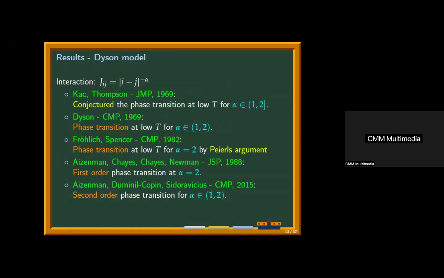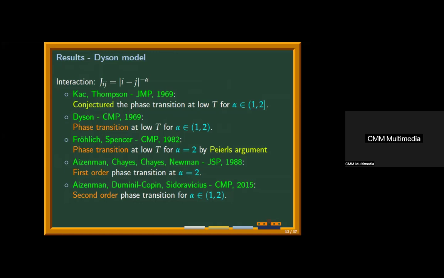So for this model, the one-dimensional Ising model with long range, Kac and Thompson conjectured that there was a phase transition for alpha between one and two, excluding one, including two. Dyson is the first one who really proved phase transition, partially, in the sense that it holds for all alpha between one and two, but not two. And the proof by Dyson is not using Peierls' argument. He didn't use contours, but he was comparing to another model that we call the hierarchical model. Using an inequality that we call Griffiths' inequality, we can get that phase transition. So he's not using contours.